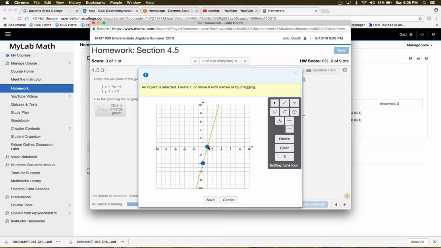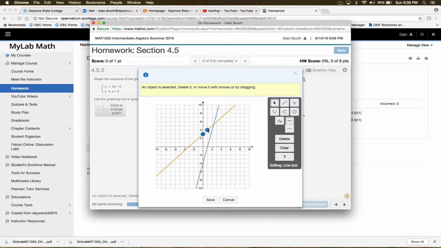Now I've got to graph y is less than or equal to x plus 3. Again, I go back to the line tool. And this time I use a solid line because it says less than or equal to. And I find my y-intercept by setting x equal to 0, and I get 0, 3. I make my first point. My slope in this case is 1, or rise over run, 1 over 1. So I go up 1 over 1, and I make my second point. And here now I have the two lines graphed.